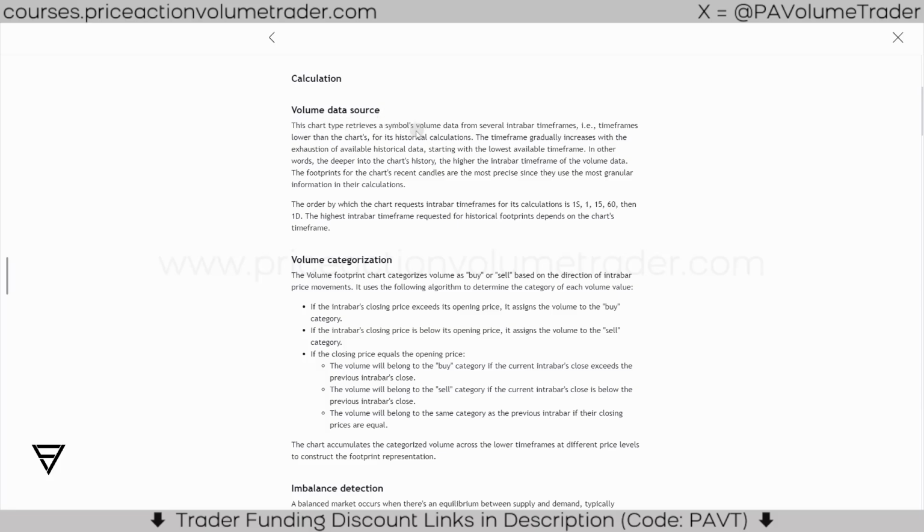So this chart type retrieves some symbols' volume data from several intrabar time frames, i.e. time frames lower than the chart's, for its historical calculations. Time frame gradually increases with the exhaustion of available historical data, starting with the lowest available time frame. In other words, the deeper into the chart's history, the higher the intraday time frame of volume data. The footprint for the chart's recent candles are the most precise since they use the more granular information in their calculations. And you can see the order by which the chart requests intrabar time frames for a calculation. It starts as little as 1 second, and then it starts increasing into the minutes, ending up in the daily.